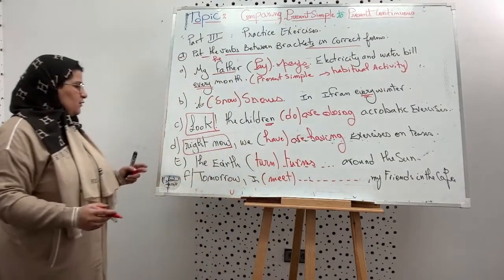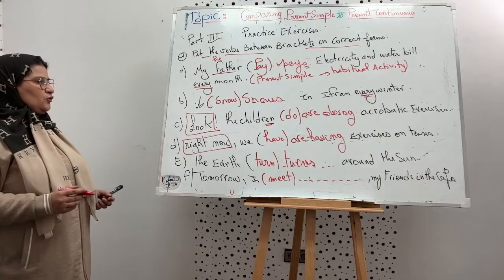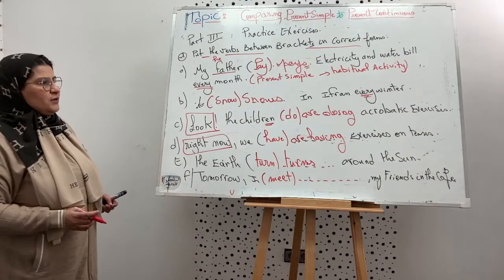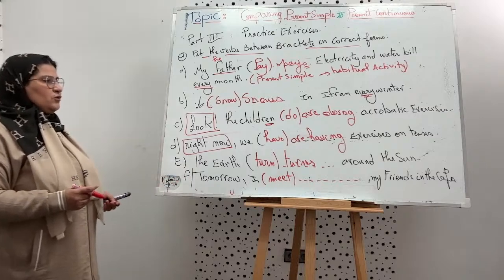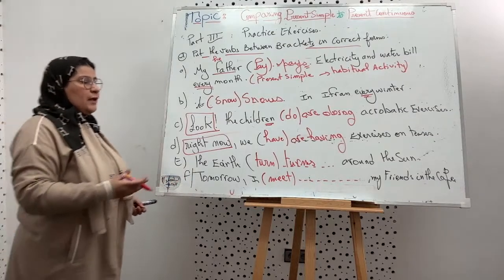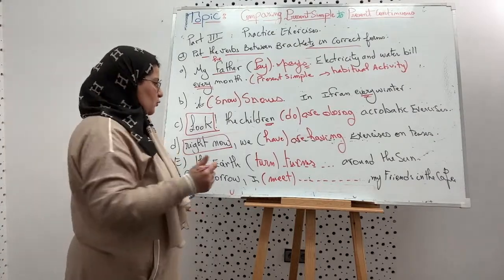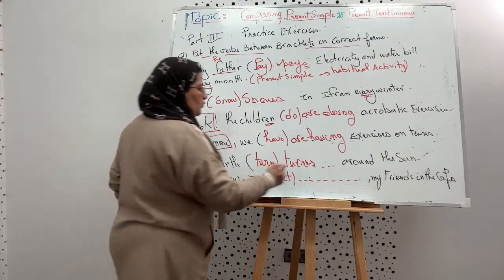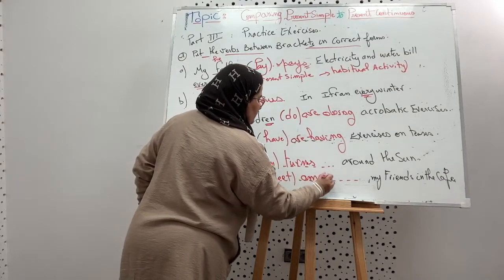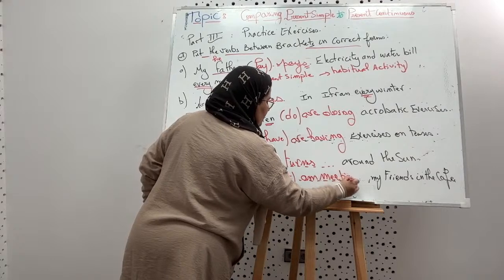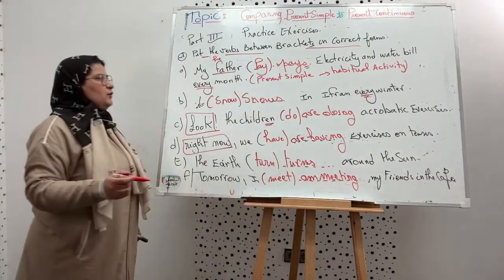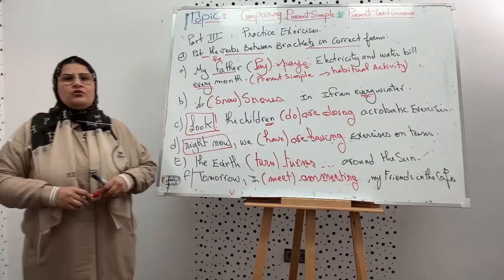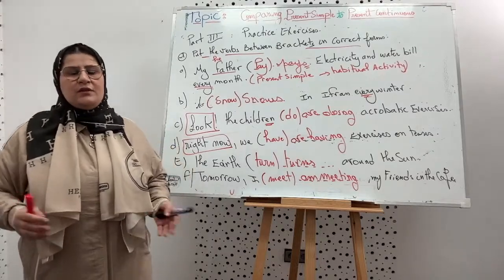Finally, example G. Tomorrow I meet my friends in the cafe. We're talking about my future arrangement and my future plan, so I use the present continuous: tomorrow I am meeting my friends in the cafe. This is all about the present simple tense and the present continuous.